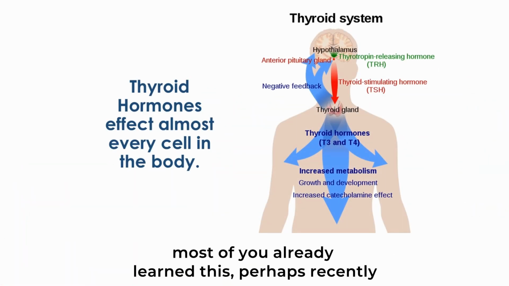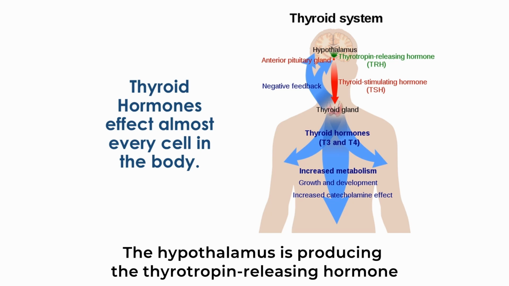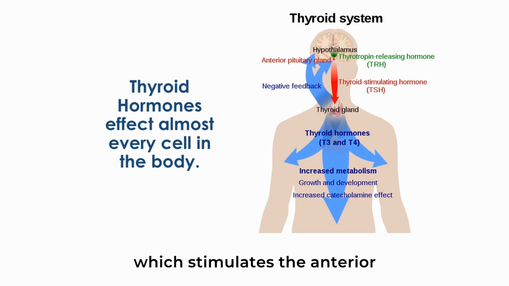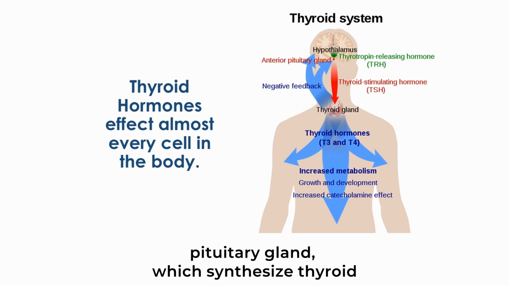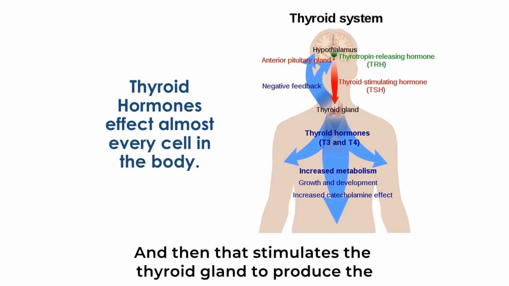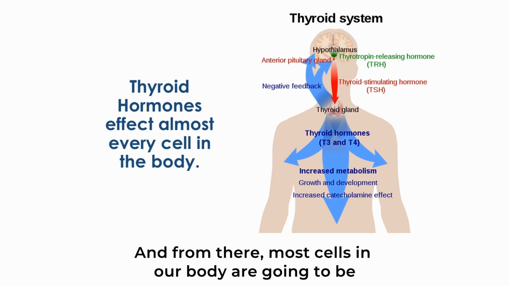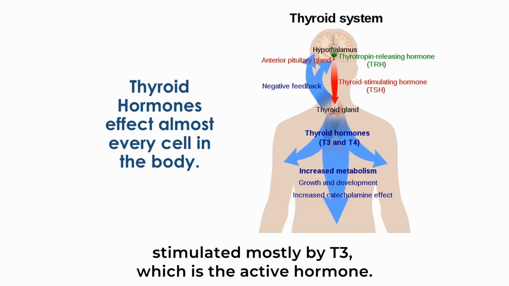Now, just as a review, most of you already learned this, perhaps recently or perhaps years ago. The thyroid system works in a very simple way. The hypothalamus produces thyrotropin-releasing hormone, which stimulates the anterior pituitary gland, which synthesizes thyroid-stimulating hormone, what we refer to as TSH, and then that stimulates the thyroid gland to produce the thyroid hormones T3 and T4. From there, most cells in our body are stimulated mostly by T3, which is the active hormone.